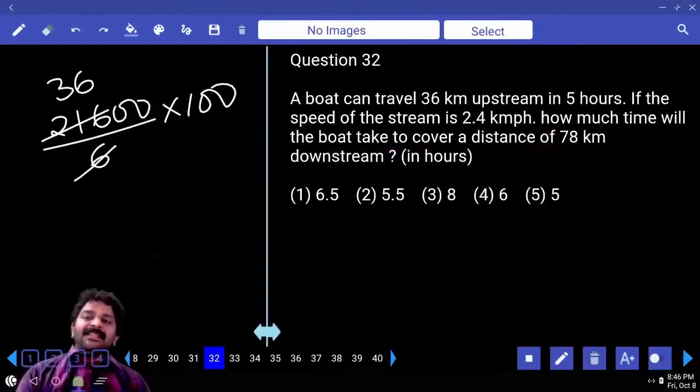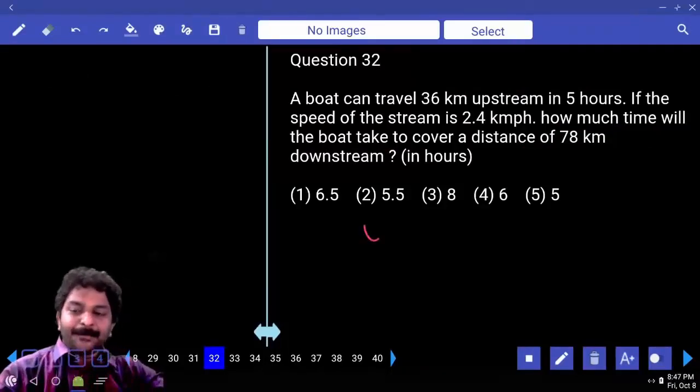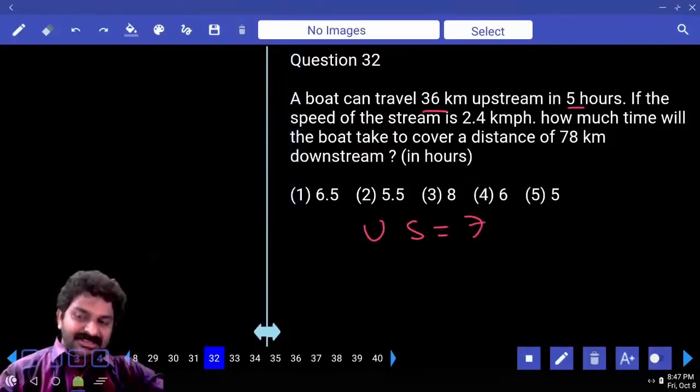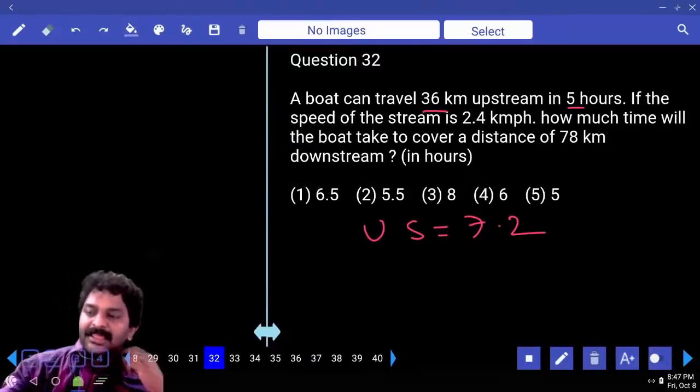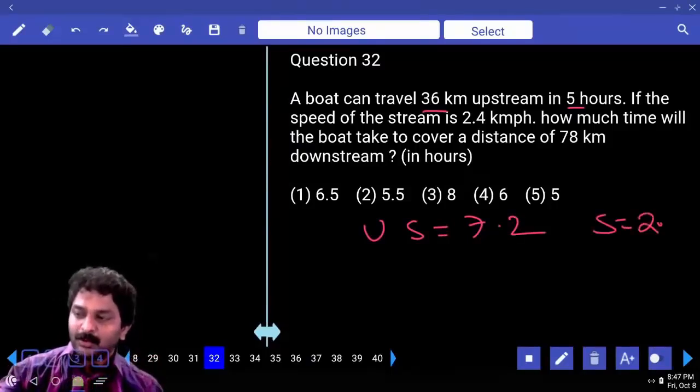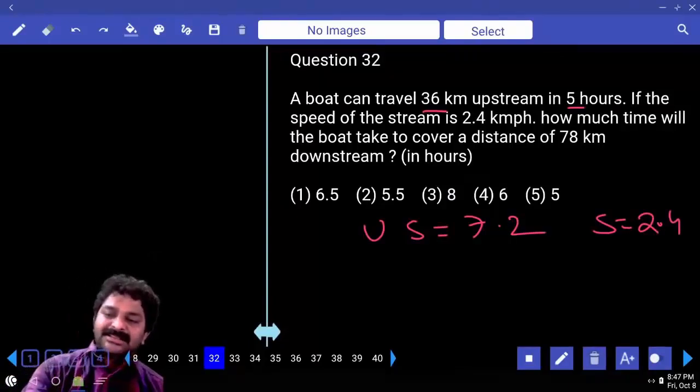Next, a boat can travel 36 kilometers upstream in 5 hours. Then upstream speed is equal to 36 divided by 5 only. How much is that? 7.2. If the stream speed is 2.4, S is equal to 2.4. How much time will the boat take to cover a distance of 78 kilometers downstream?